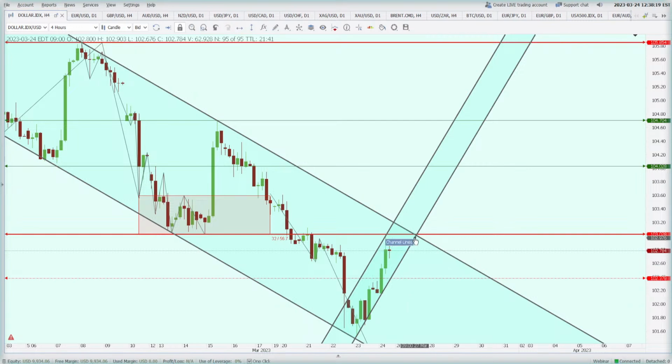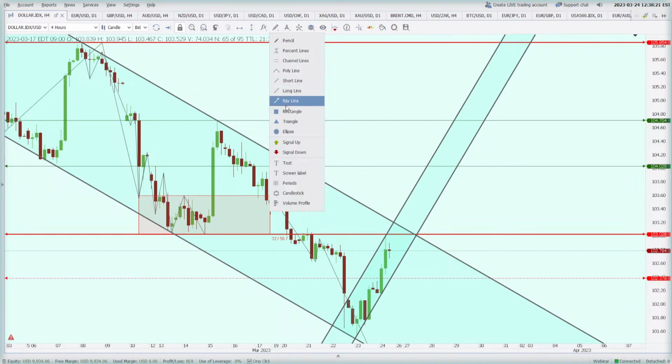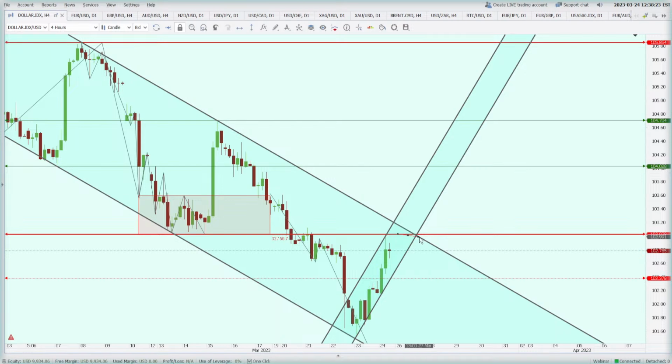So yeah, 103.02, this area I'm expecting a huge resistance to be posed by the sellers, and from here we can see a push downwards again. Let us see how things unfold. But this is the level to keep an eye on, 103.02. On the lower side you can expect some support at 102.37.